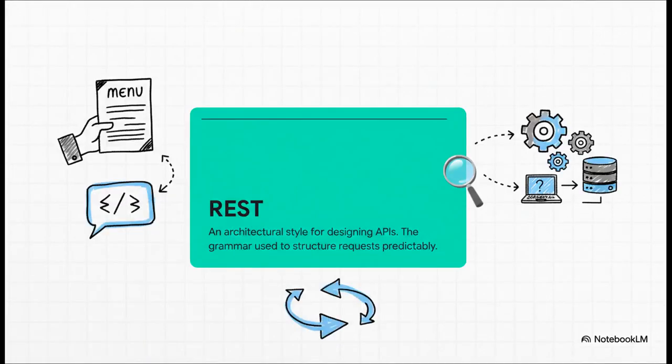And if the API is the menu, then REST is basically the grammar you use to place your order. It's a set of really common conventions for how to structure your requests. Using REST just means everyone's following the same rules, so when the client asks for something, the server gets it right away. No confusion. It makes everything super predictable and efficient.